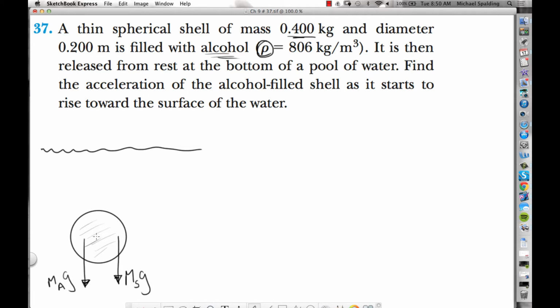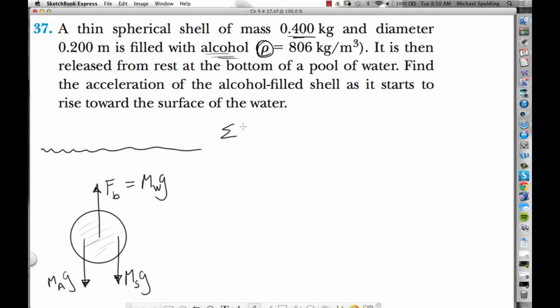Now, there's an upward force. The upward force is the buoyant force. What does buoyant force always equal? The buoyant force is always equal to the weight of the displaced fluid, which is going to be mass times gravity for what? What's the displaced fluid here? Water. So this will be mass of water times gravity. Okay, so that's the free body diagram.